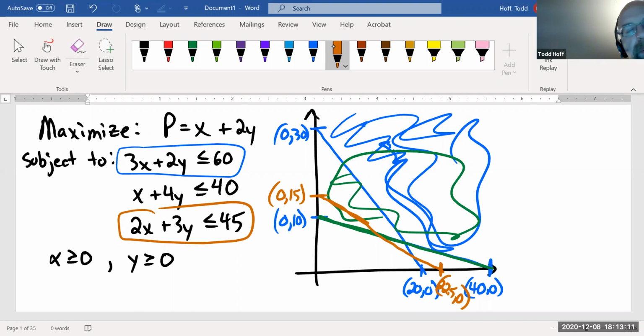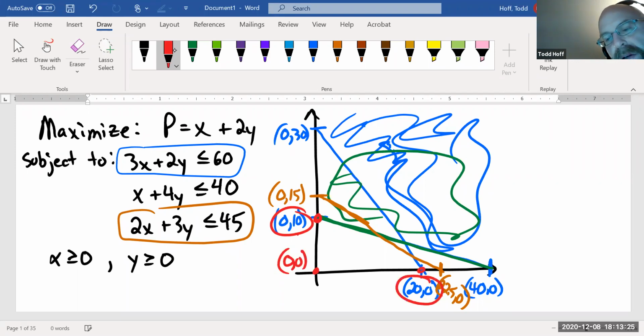So we have a five-sided region here. We have 5 points that we have to consider. This point is 0, 10. This point here, of course, is 0, 0. And this point here is 20, 0. So those are 3 of the corners of our feasible region, of our intersection of constraints. We need to find these 2 points.